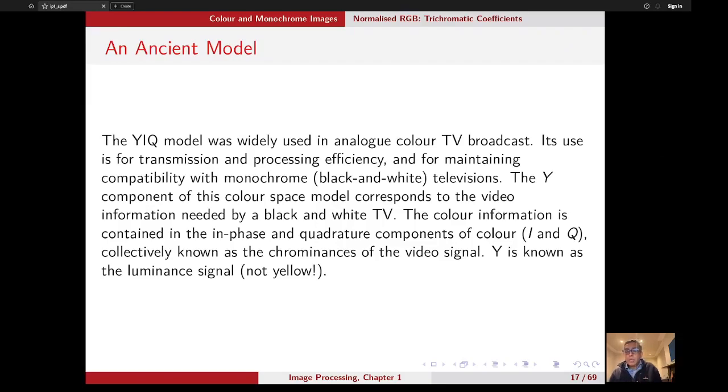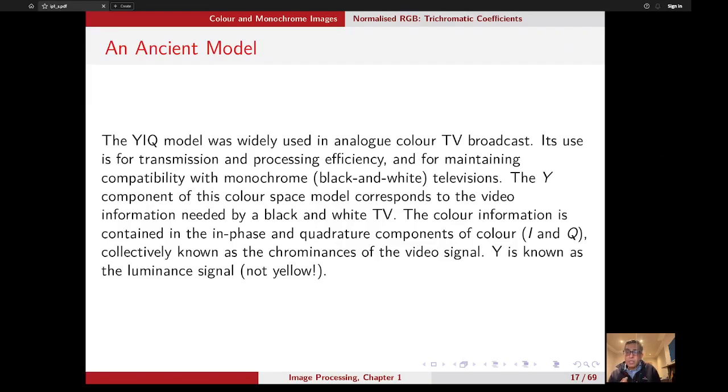The introduction of color television presented a technical challenge, and the solution, in order to maintain compatibility with black and white televisions, was to introduce two color channels, which are encoded in the I and the Q signals. I and Q don't really stand for any usual color information. They encode color information, but they are named after in-phase and quadrature signals within the transmission.